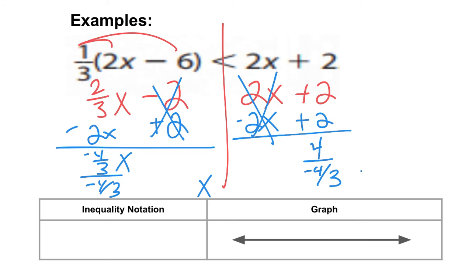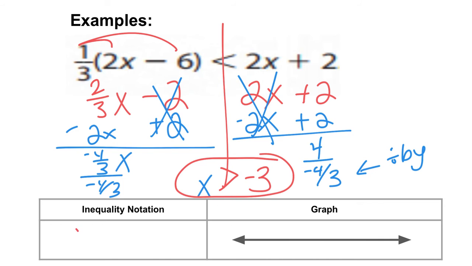So again, I divided by a negative. So I need to flip that symbol. So instead of having less than, I'm going to have greater than. And 4 divided by negative 4 over 3 is going to be negative 3. So my solution is x is greater than negative 3.